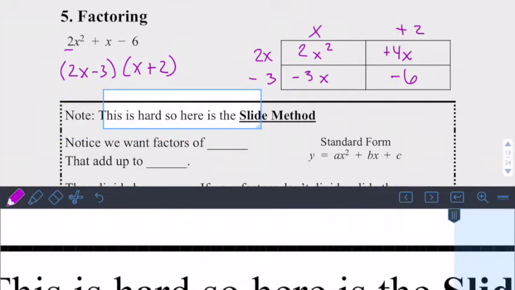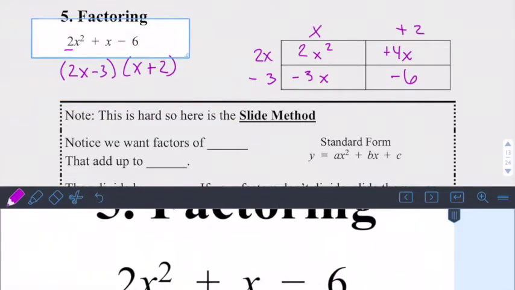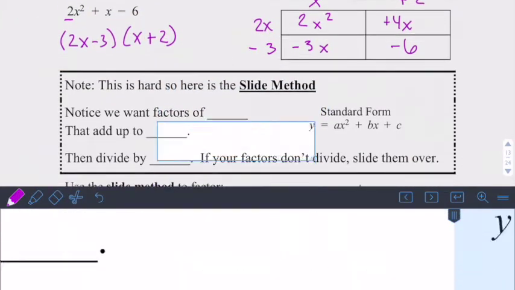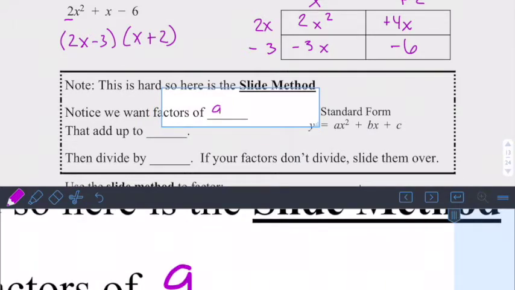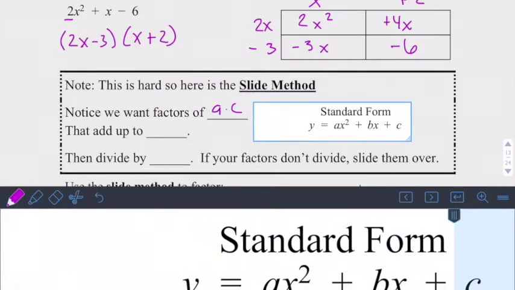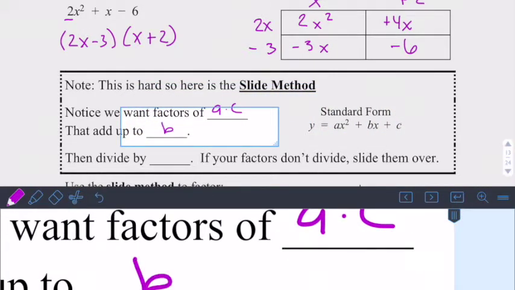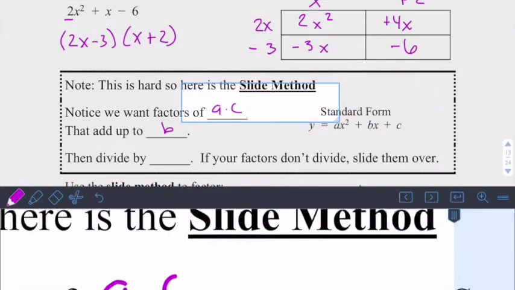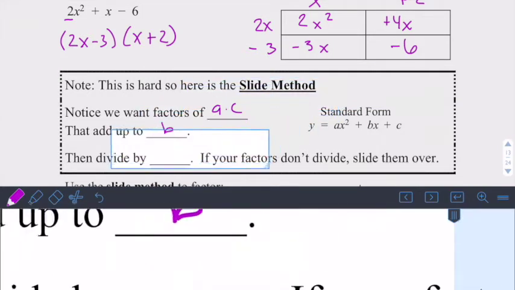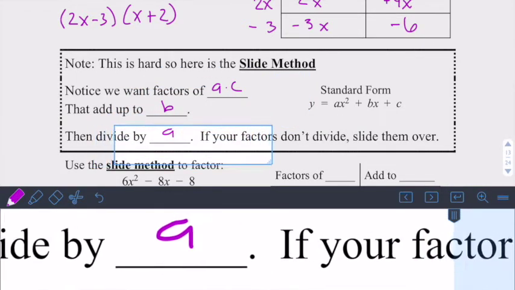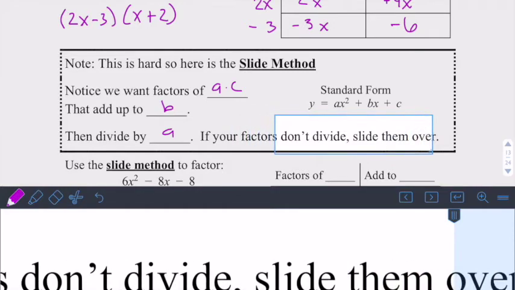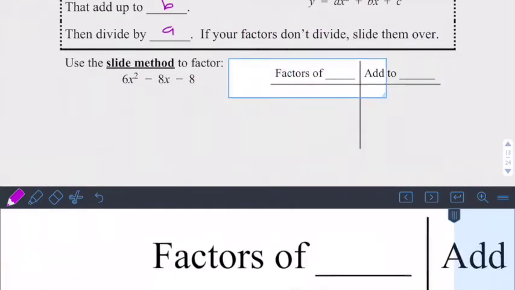Now, this is hard because that 2 makes it really difficult. So what we're going to do is the slide method. We want factors of a times c. Remember, before it was just factors of c. And we want them to add up to b. So everything is the same except we're multiplying by a now. And then we're going to divide it by a, right? Because we multiplied it in, so we're going to divide it back out. If the factors don't divide, we're going to slide them over. So I'll show you what that looks like.